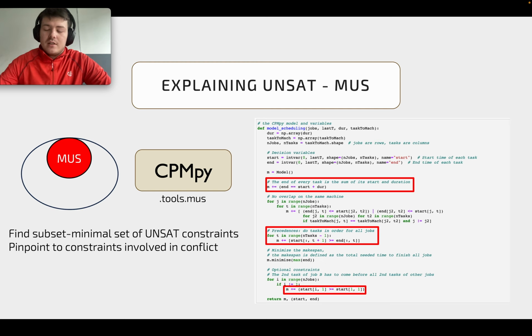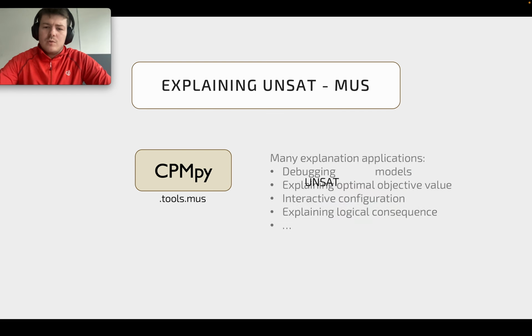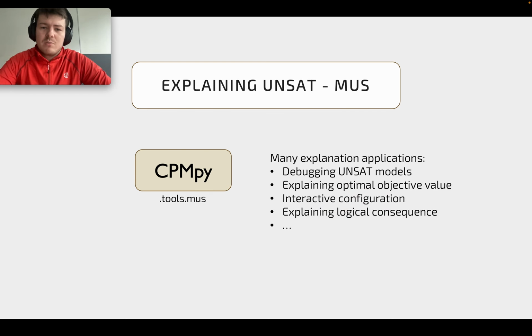So that's very nice. But the problem with this MUS is, well, in some cases, there may be many constraints involved in the conflict. In the extreme case, even all of the constraints in your problem. So then extracting a MUS doesn't really help in understanding why something is unsatisfiable. But nevertheless, we would really like to be able to explain why a model has no solution.